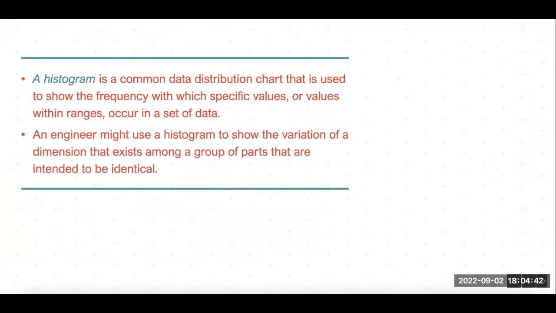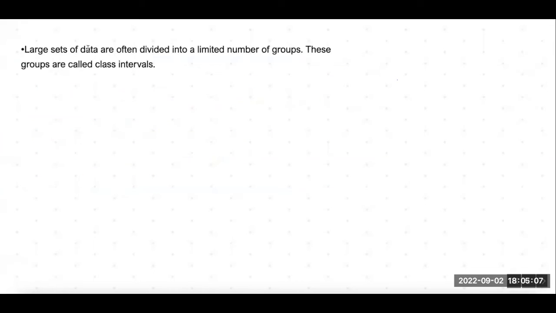A histogram is a common data distribution chart that is used to show the frequency with which specific values or values within ranges occur in a data set. Look at the variation that exists among a group of parts that are intended to be identical. So how does this look and how do we make one? Well, we have a large set of data. We divide them into groups.